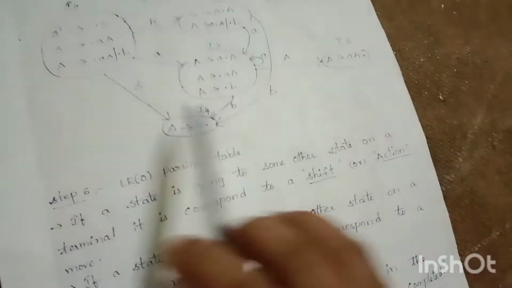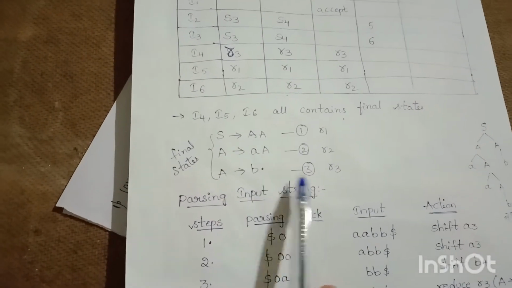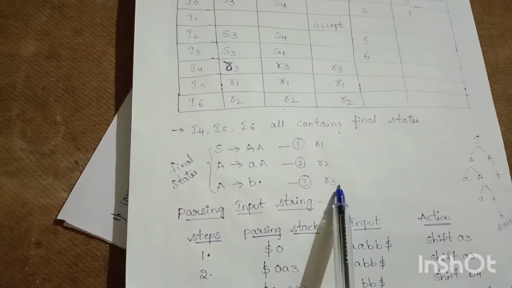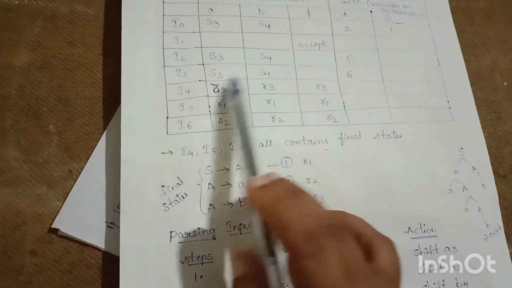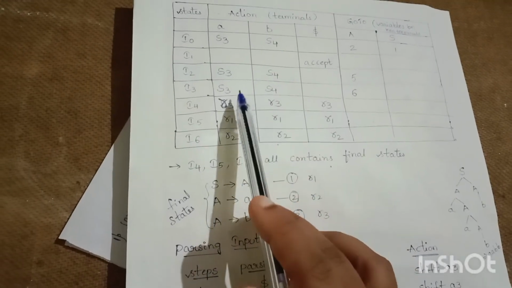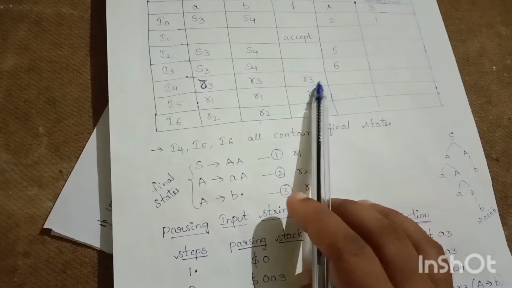Now I4 on small a. It is not moving anywhere. So what is the production here? A tends to B dot. Check the number here. A tends to B dot. What is the number here? R3. So R3 should be placed in all these terminals: in the terminals A, B and dollar, R3 should be placed.